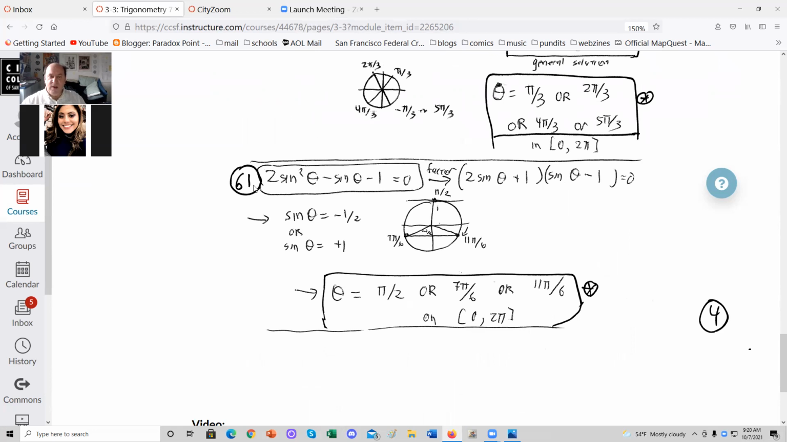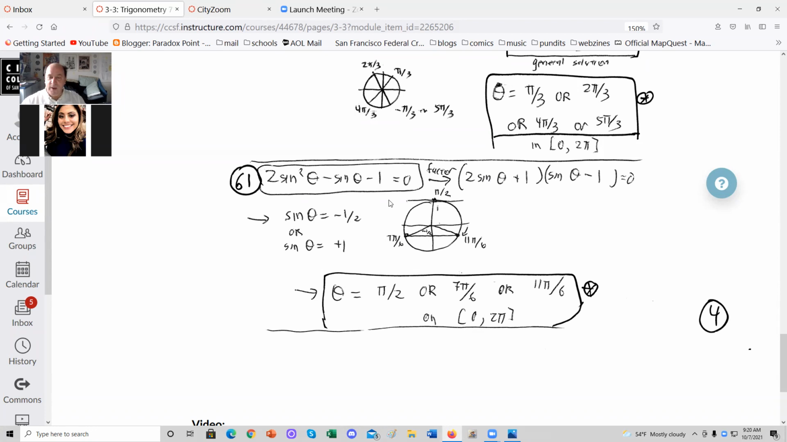Here we have 2 sine squared minus sine minus 1 equals 0. So this is a quadratic in a sine. So first we have to solve a quadratic. We start by factoring this quadratic and get 2 sine theta plus 1 times sine theta minus 1 is 0. So either 2 sine theta is negative 1, which means that sine is negative 1/2, or sine minus 1 is 0, so sine equals plus 1.